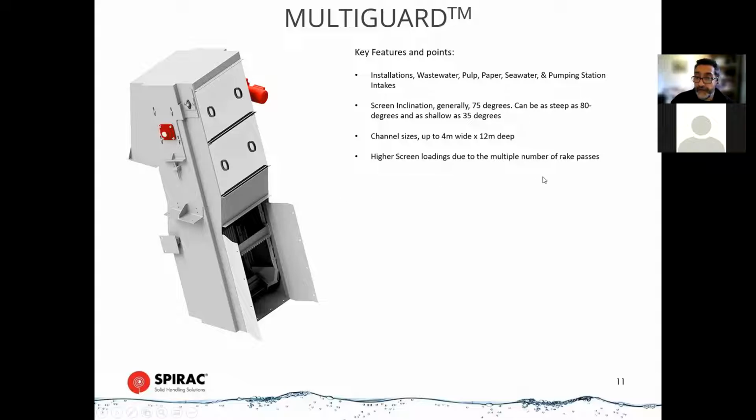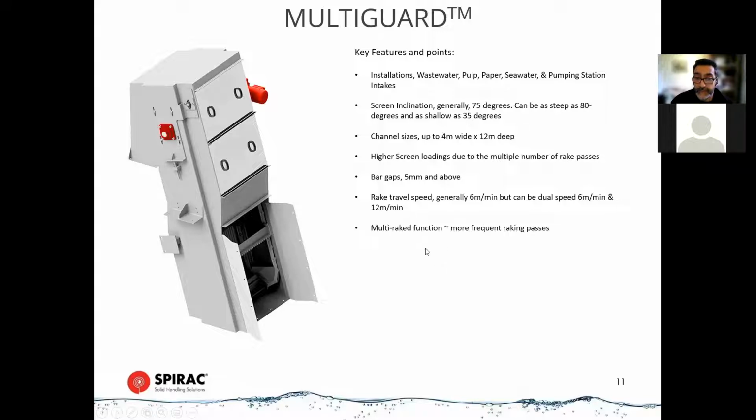High screenings loading due to the multiple number of rake passes. And you can start from a bar gap of 5 millimeter and above. So if you're protecting MBR screens, for example, which are 1 millimeter and less, you can then put in these 5 millimeter gap core screens if necessary. Rake travel speed is usually 6 meters per minute, but you can make it dual speed just to make it faster for particular high flows and high volume rates of screenings.